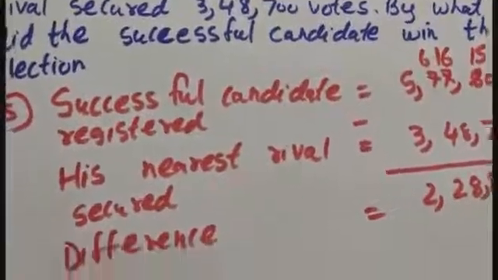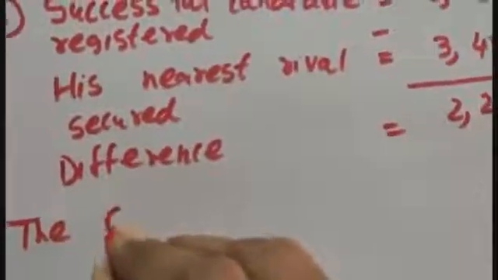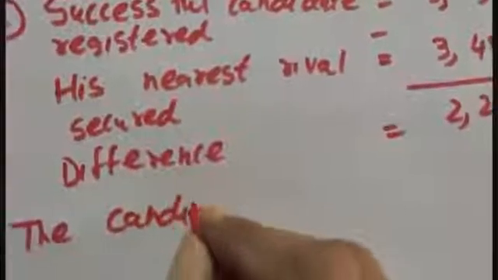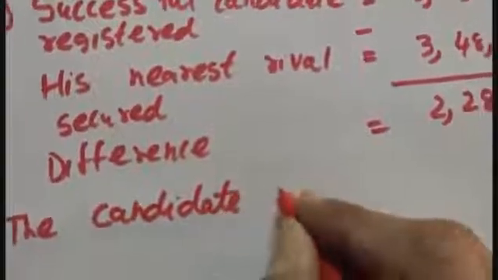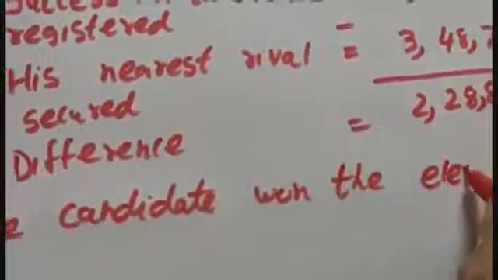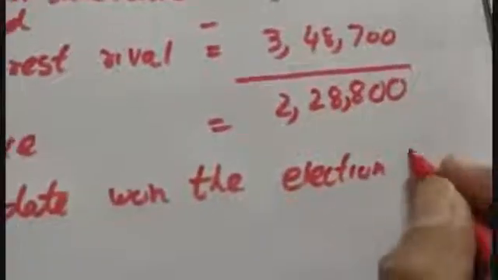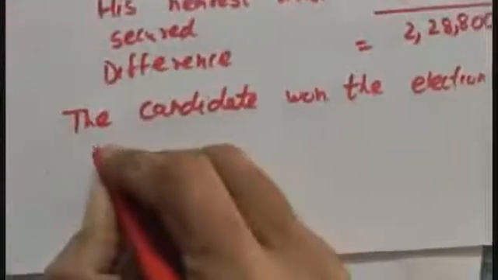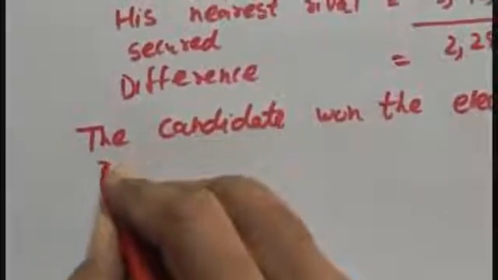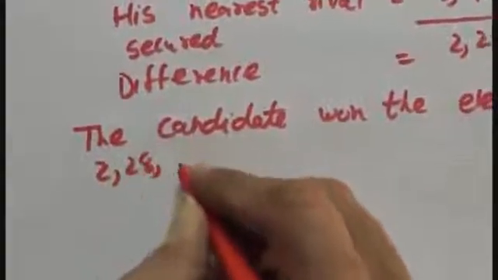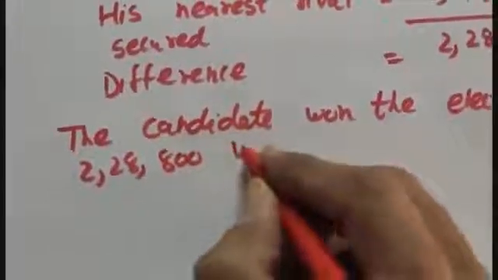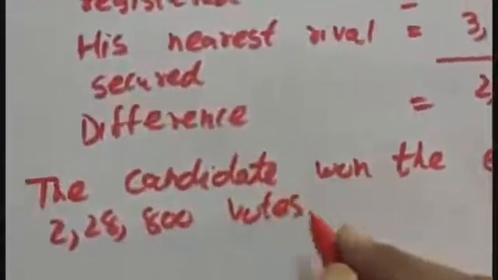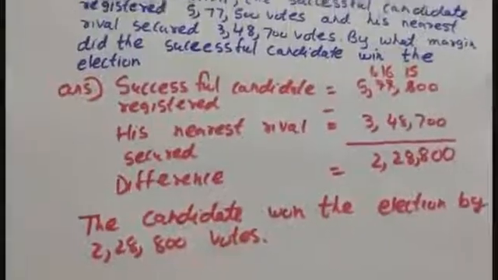So the candidate won the election by 2,28,800 votes. Okay.